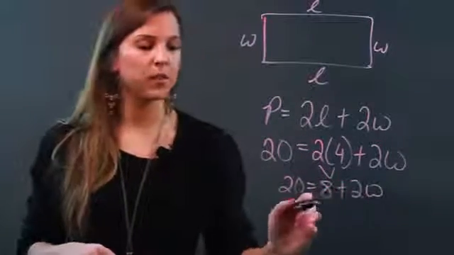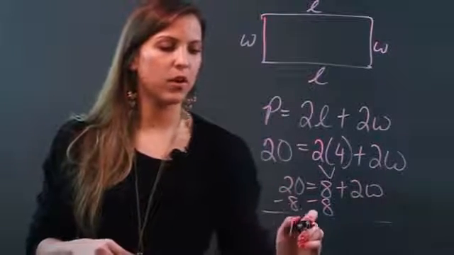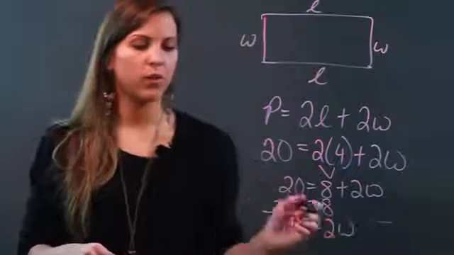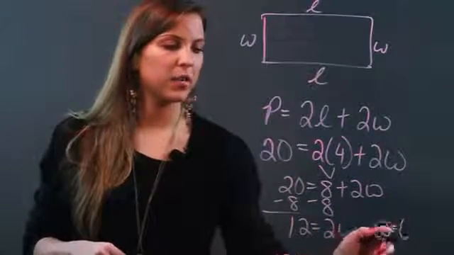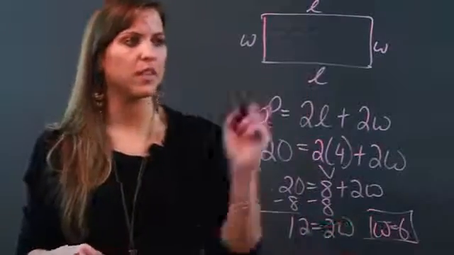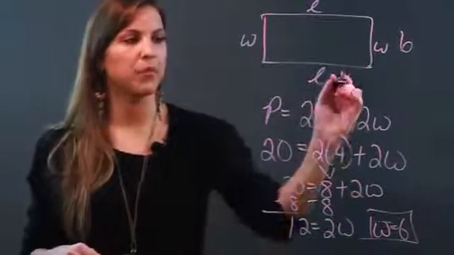I'm solving for width, so I'm doing minus 8 on both sides. I get 20 minus 8 is 12. 12 is 2W. I want to divide both sides by 2 here, and when I do that, I'm going to get W equals 6. So in this particular rectangle, my width would be 6, and my length was given to me. It would be 4.